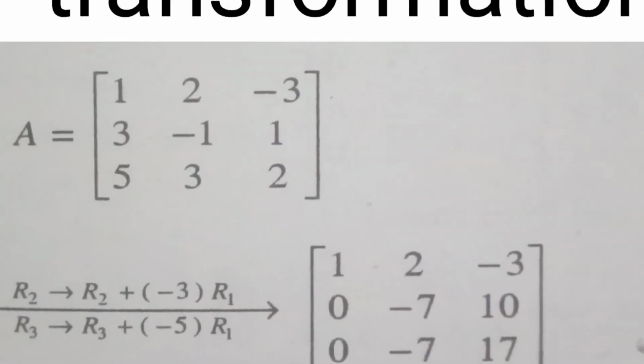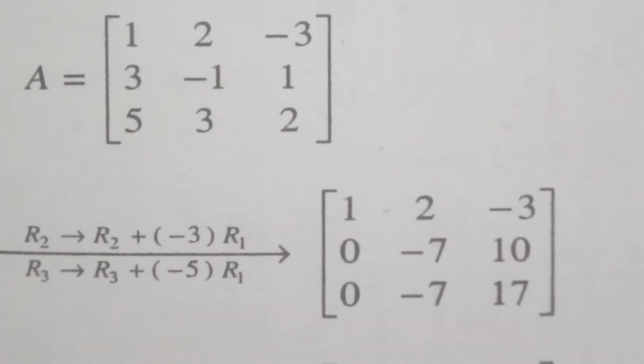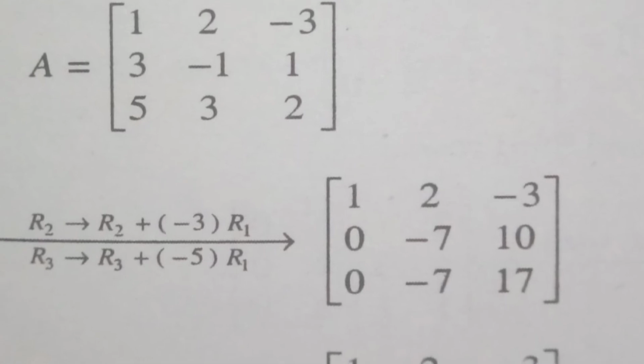So let us consider the matrix A equal to 1, 2, minus 3 in the first row, 3, minus 1, plus 1 in the second row, 5, 3, 2 in the third row. We follow a specific type of row transformation: we first retain the first row as it is, and make the changes for R2 and R3, so that in the first column we retain A11 as it is, but A21 and A31 will be made 0.